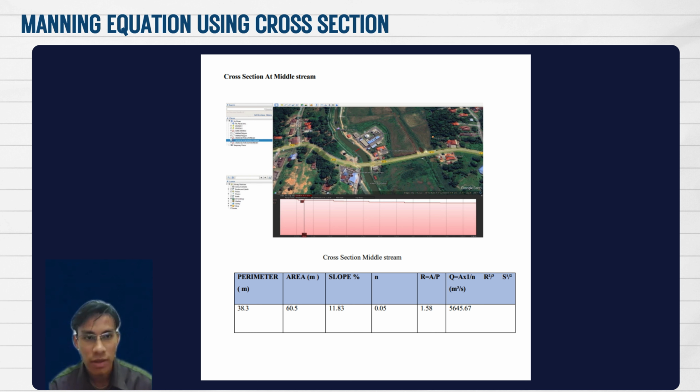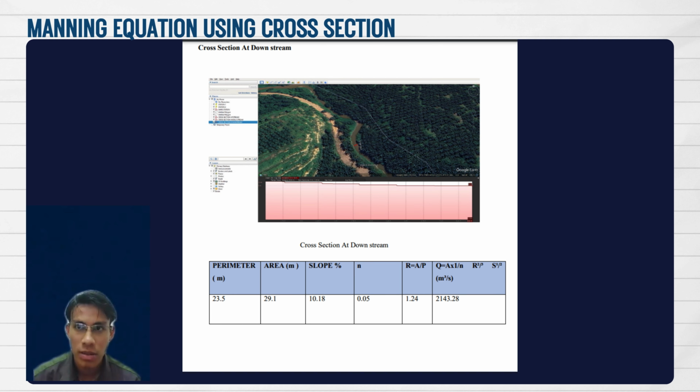For the cross section in the middle stream, the perimeter I get 38.3, the area 16.5, the slope 11.33, and I use n 0.05 and the radius 1.58 and the value of Q 5645.67. Next, the last part, the downstream: the perimeter of the river I get 23.5, the area 29.1, the slope 10.18, and I use n 0.05, the radius 1.24 and the value of Q 2143.28.